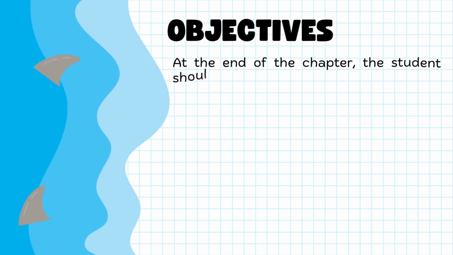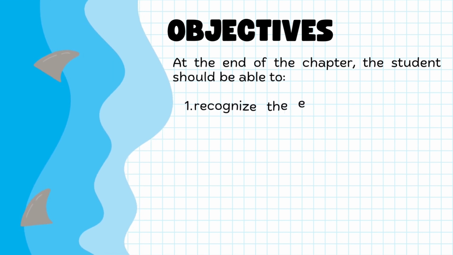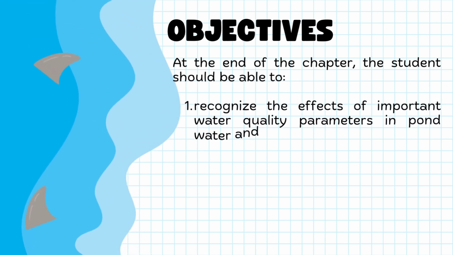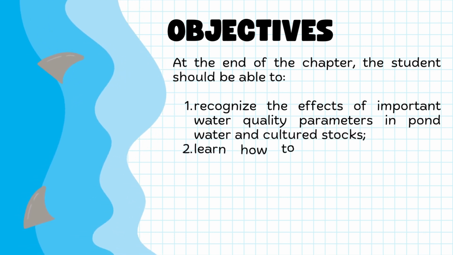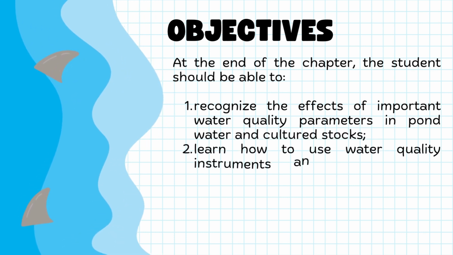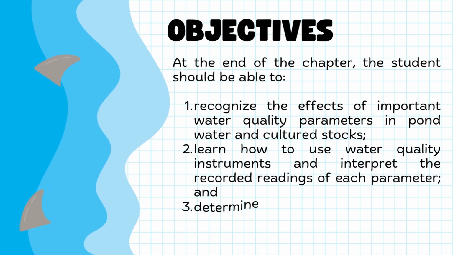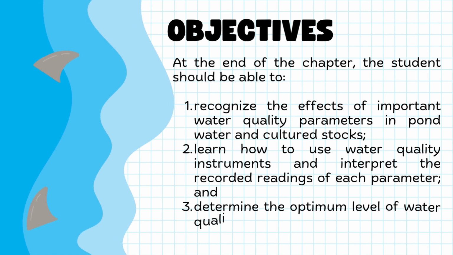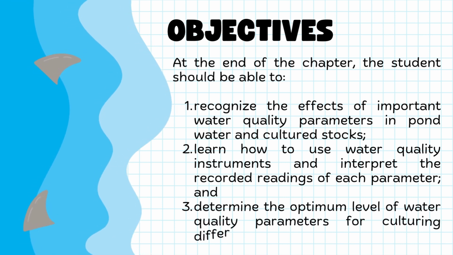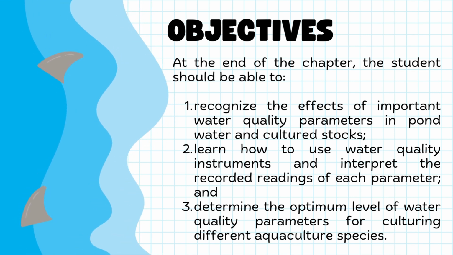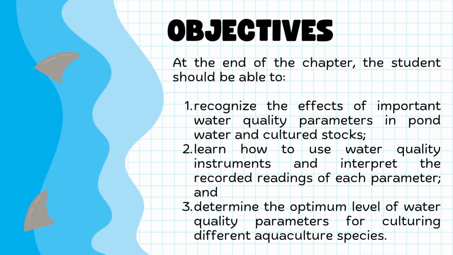So, at the end of this chapter, the student should be able to first recognize the effects of important water quality parameters on pond water and cultured stocks. Learn how to use water quality instruments and accurately interpret the recorded readings for each parameter. And lastly, to determine the optimum levels of water quality parameters necessary for culturing different aquaculture species.